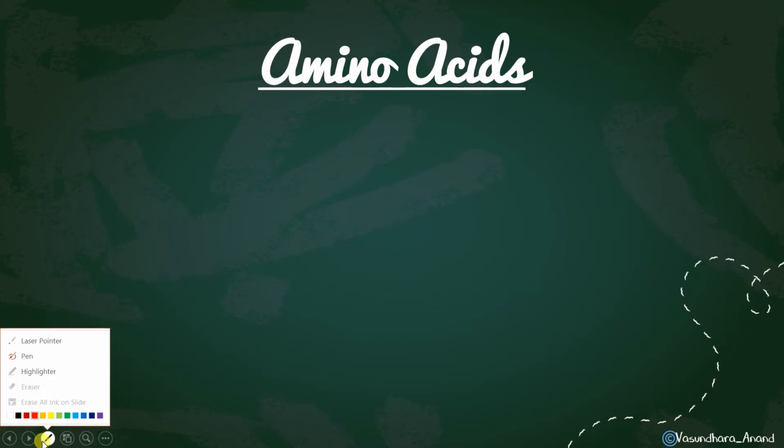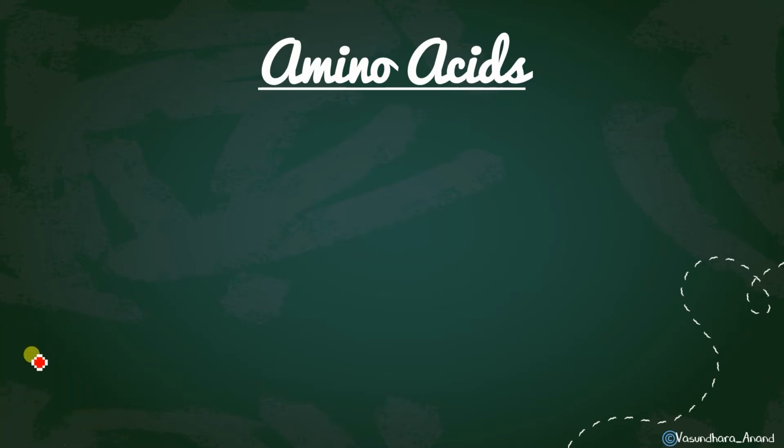Amino acids are like the glucose we have done for carbohydrates. We have done the monosaccharides, that means the monomer. The basic unit of the carbohydrate is the monosaccharide, isn't it? Similarly, the basic unit of protein is known as amino acid. Protein is made up of a long polymeric chain of amino acids.